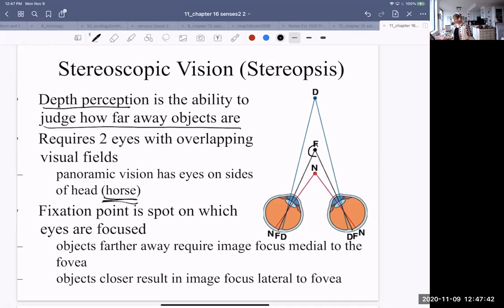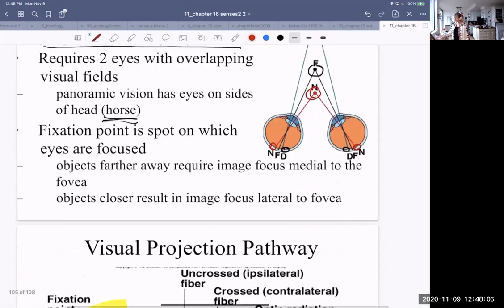So this is a fixation point on which the eyes are focused. Objects that are farther away are more medial here on the fovea, and items that are closer, like this one, are farther away on the fovea. So that's how you can determine how far away something is.